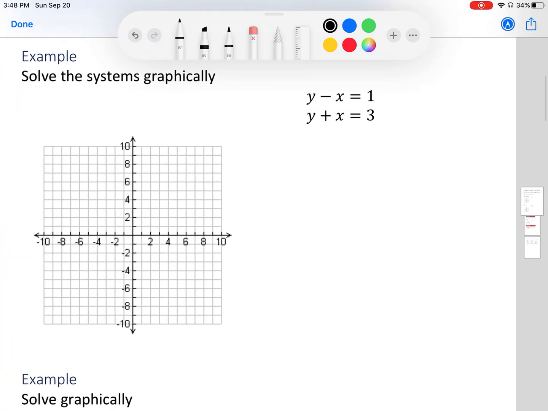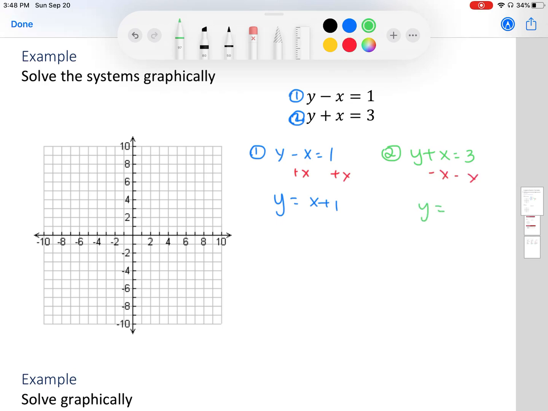All right, so let's graph each one of these. We have our equations. I like to number them just so I can refer back to them and you know which one I'm talking about. So for that first one, let's start off by solving for y. I have y minus x equals 1. Let's move the x to the other side. So I have y equals x plus 1. For our second, we have y plus x equals 3. Let's solve for y. And we're left with y is equal to negative x plus 3.